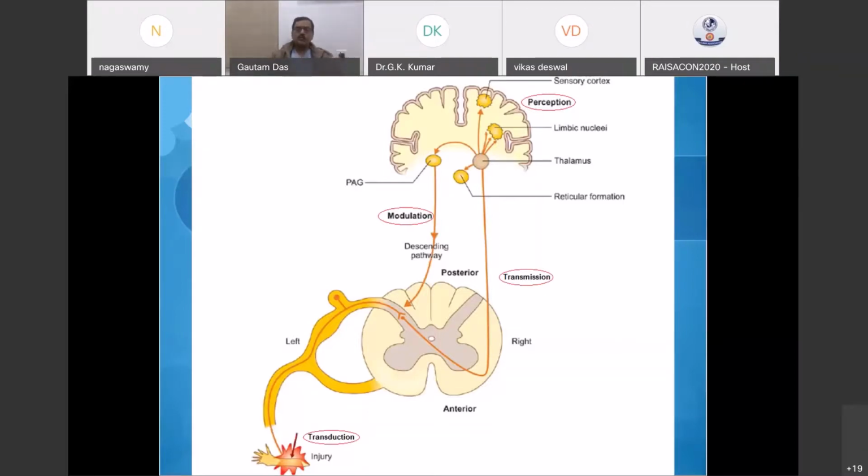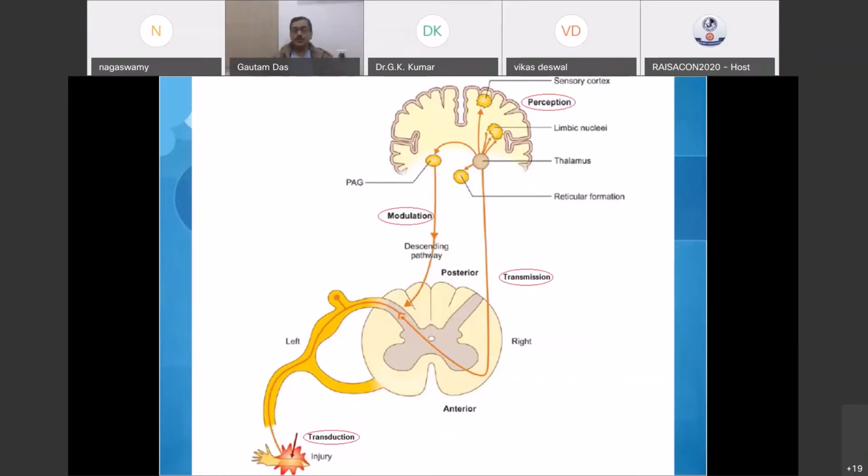Now there are a lot of practical applications. For example, suppose a child is complaining of abdominal pain, and what will her mother be doing? Mother will be moving her hand on the abdomen, isn't it? And the pain is going to reduce.